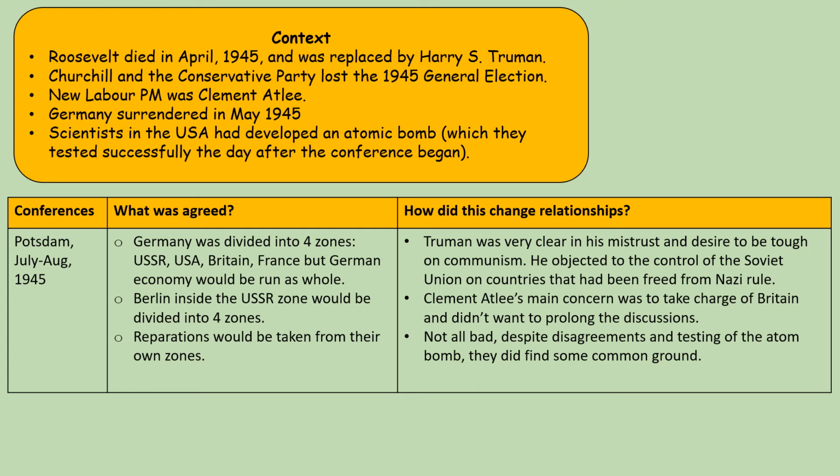How did this change relationships? So Truman was very clear in his mistrust and desire to be tough on communism. He was very clear on that. Clement Attlee didn't really want to prolong these discussions because his main focus was back in Britain, back home. But it wasn't all bad. Despite some disagreements and the testing of the atom bomb from the USA, they did find some common ground.